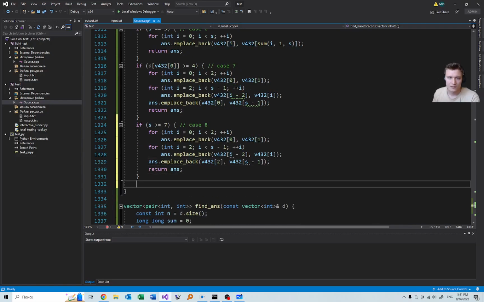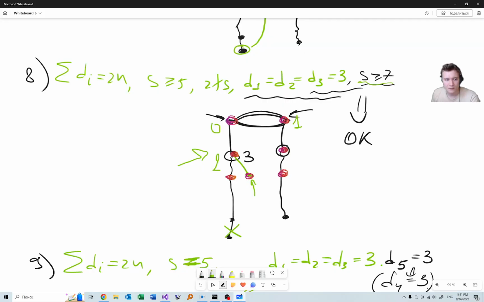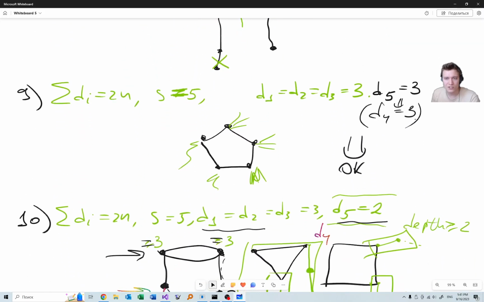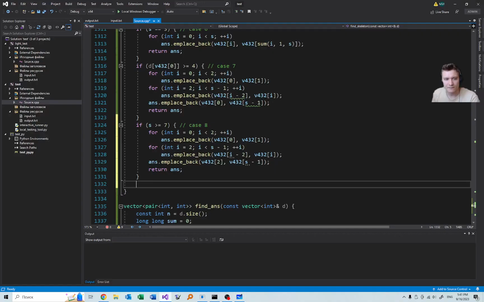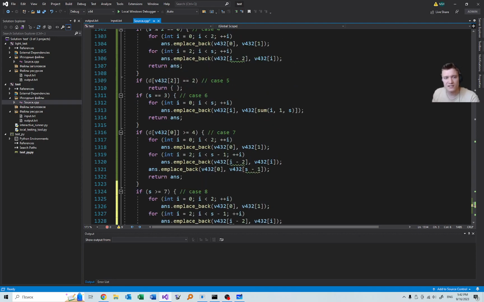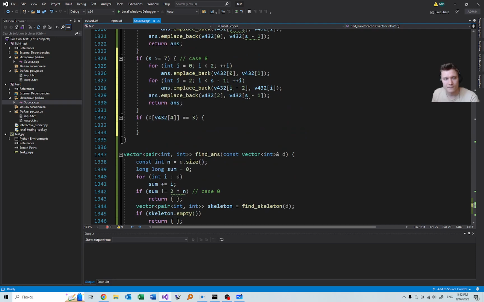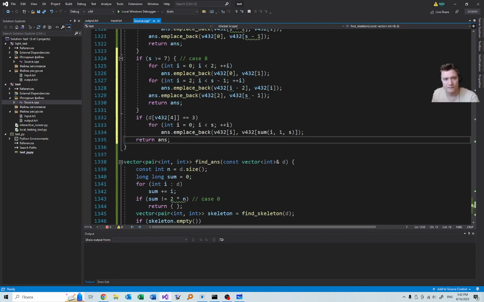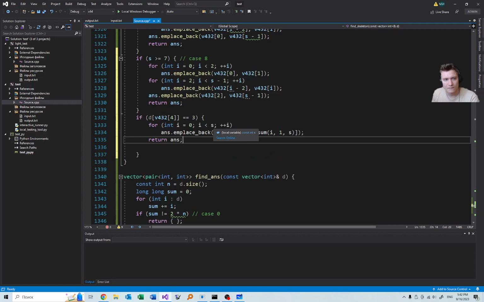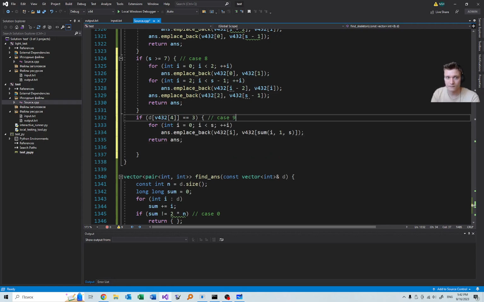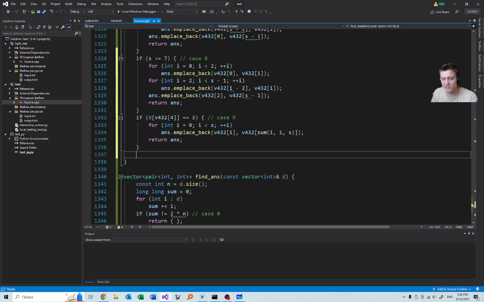Okay. Now case number 9, which is d5 equals 3. So if d[4] is 3. And again, this is just the 5 cycle, which is written here. Finally, case number 10 is return nothing.